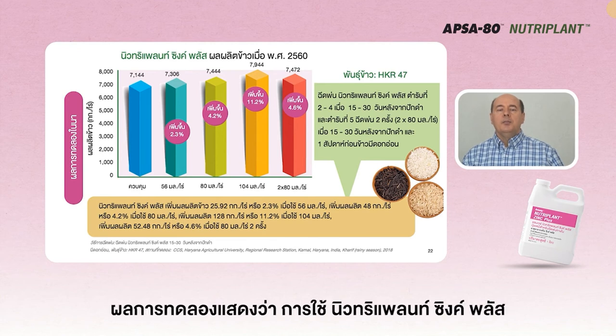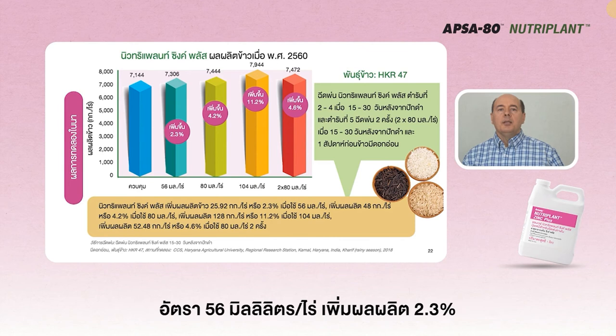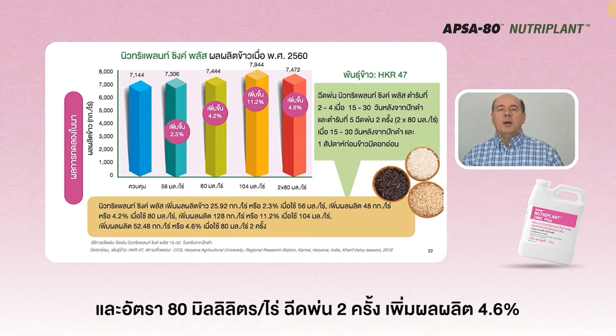We improved the yield by 2.3% with the application of NutriPlant Zinc Plus at 350 ml per hectare, 4.2% with the application of 500 ml per hectare, by 11.2% with the application of 650 ml per hectare, and increased the yield by 4.6% with 2 applications of NutriPlant Zinc Plus at 500 ml per hectare.